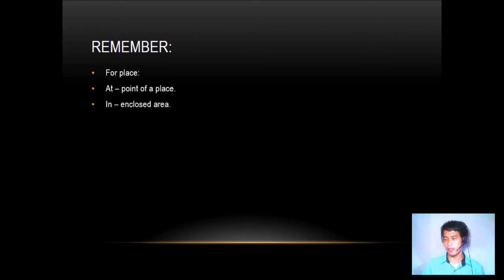"In" is for an enclosed area, not so broad, not very specific either. And "on" is when you're talking about a surface or area: on the wall, on the floor, on the table, on the car. In the car is an enclosed area, so inside the car, you use the word "in." So at the mall, because a mall is not just any building, it's a shopping mall.